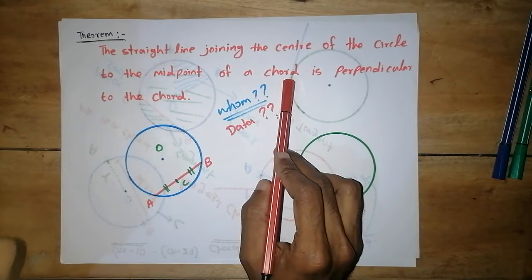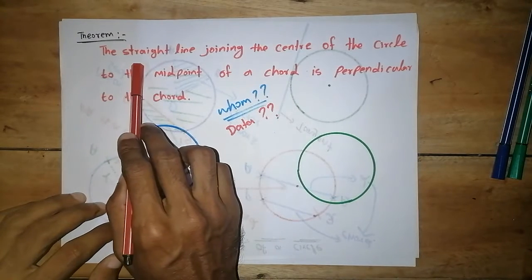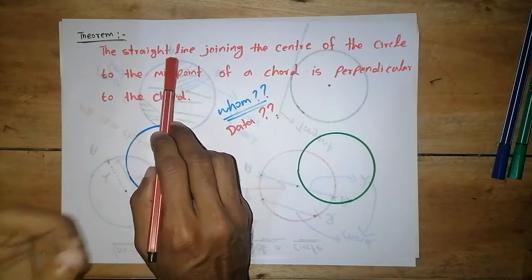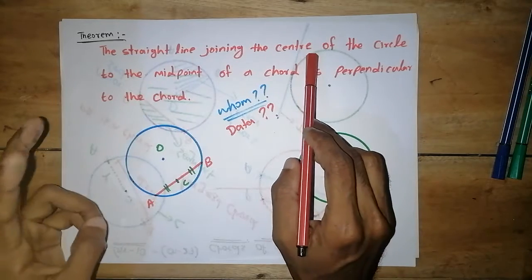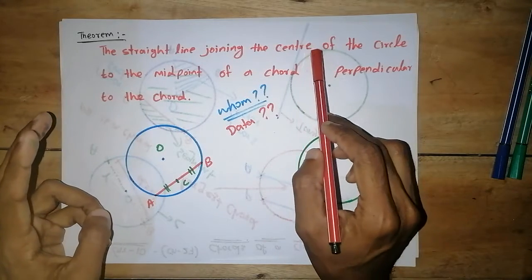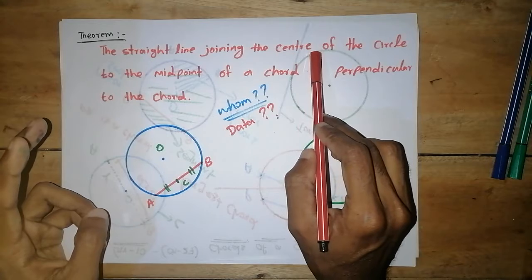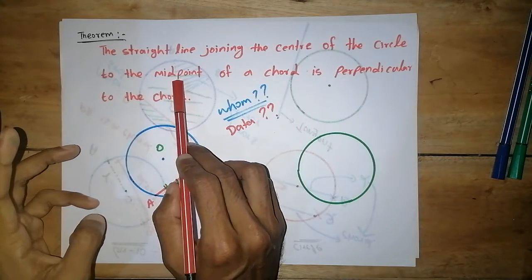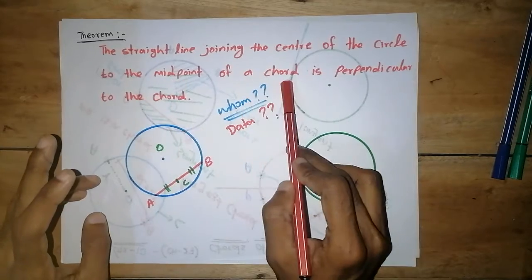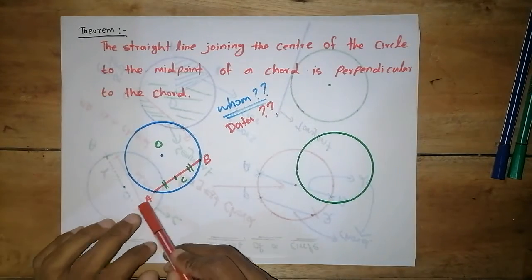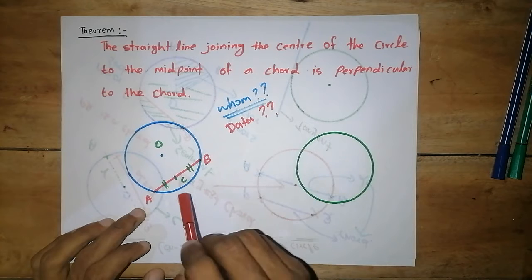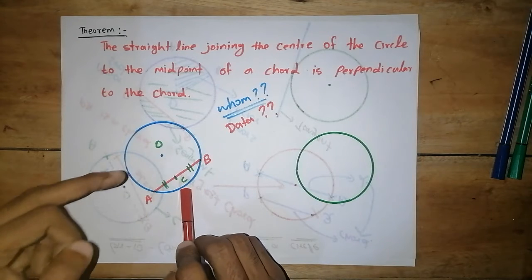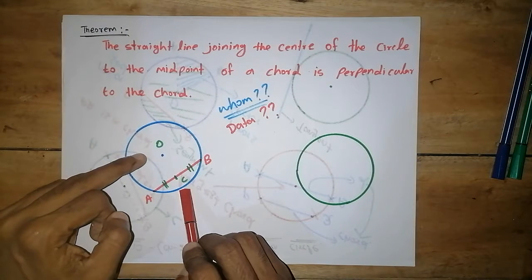Okay, you have these data. The first data is a straight line. The second data is connecting the center. The third is the midpoint, and the fourth one is of a chord. Okay, so AB is the chord, the midpoint is C, and the center of the circle is O.